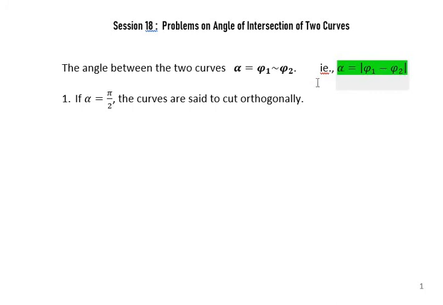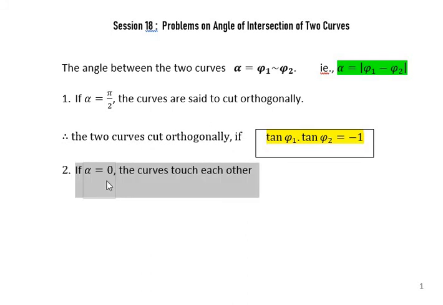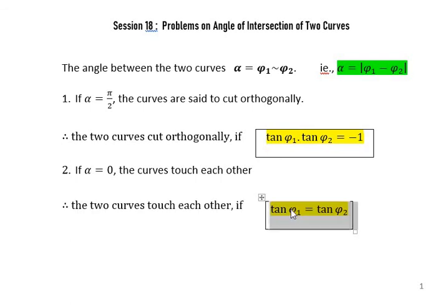If this alpha value is equal to pi by 2, then the curves are said to cut orthogonally. So, the condition for orthogonality of two curves is tan phi 1 into tan phi 2 is equal to minus 1. If the product of tan phi 1 and tan phi 2 is equal to minus 1, then the given curves cut orthogonally. If alpha is equal to 0, the curves touch each other. If tan phi 1 is equal to tan phi 2, then the two curves touch each other.